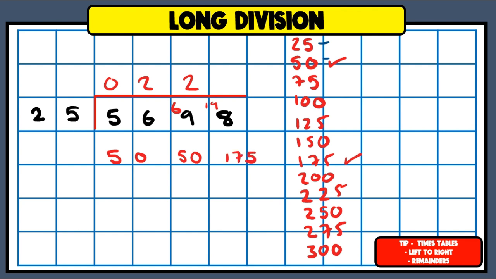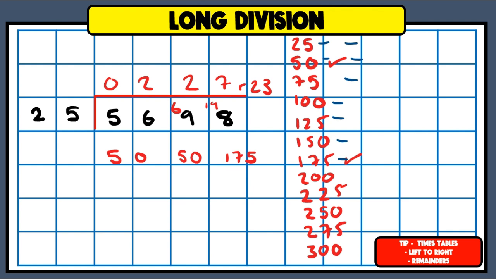175. Right, now for the second part. How many times does it go into 175? 1, 2, 3, 4, 5, 6, 7. It goes in 7 times. Right, there's no number next to it, so let's get ready for our remainder. 175 add what is 198? Well, 175 add 20 is 195, and then add 3, so it's 23. So there's my answer. How many times does 25 go into 5,698? The answer is 227, remainder 23.